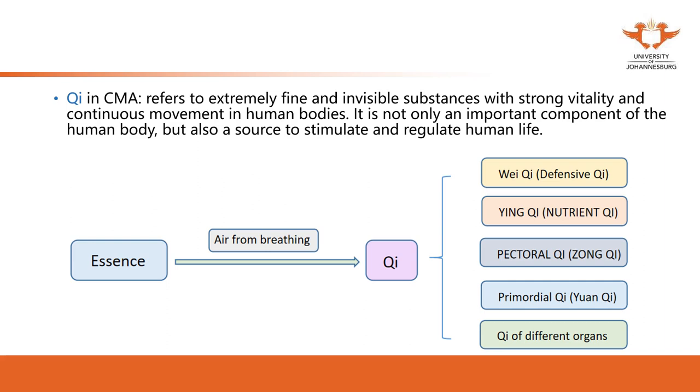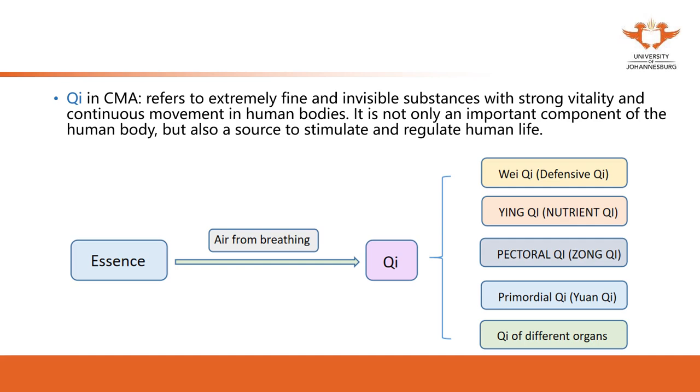The next question is the relationship between qi and essence. In Chinese medicine theories, the essence and the air from breathing become the qi. And there are many kinds of qi, even though we didn't write them here. Qi can be separated into yin qi and yang qi. That's something we're going to discuss later. Also qi can be divided into defensive qi, which is wei qi, nutrition qi, pectoral qi, zhong qi, primordial qi, yuan qi, and qi in different organs. We call them lung qi, heart qi, liver qi, kidney qi, spleen qi. So there are many kinds of qi.